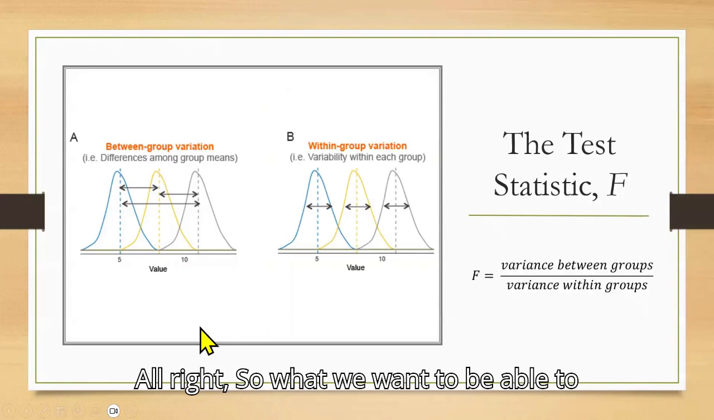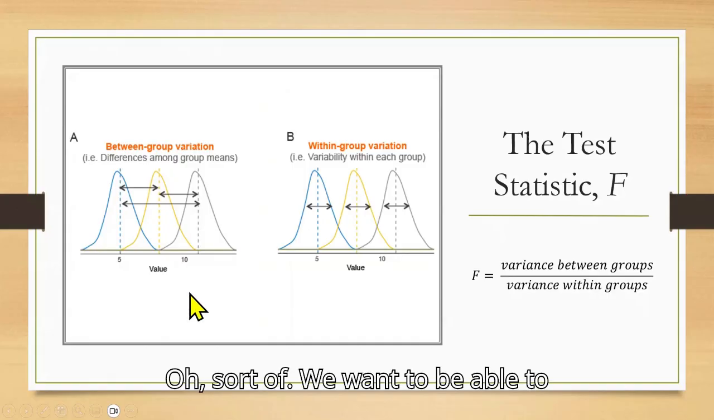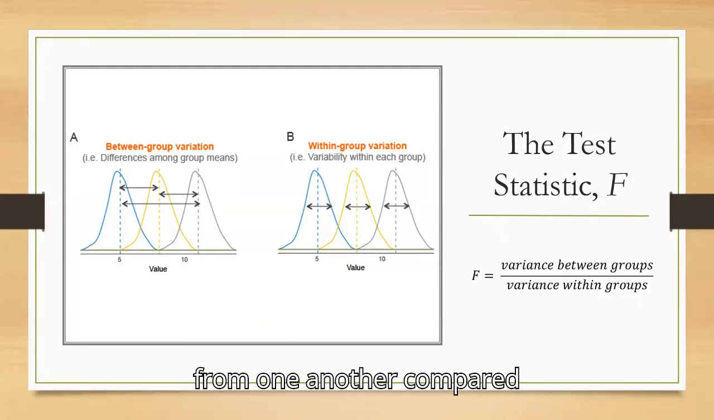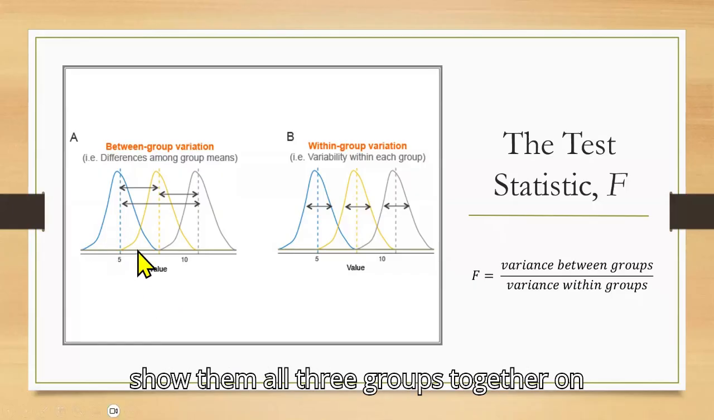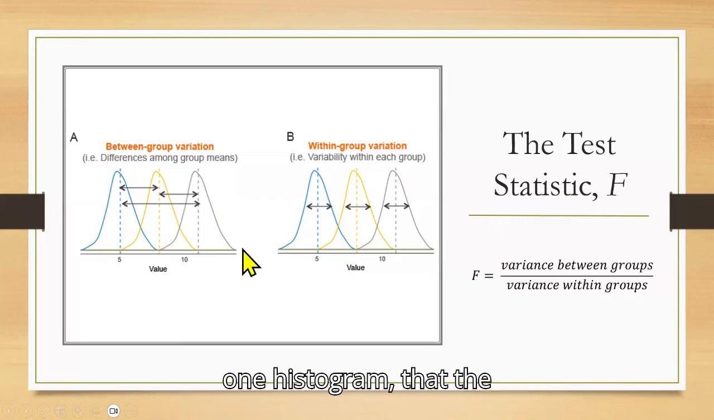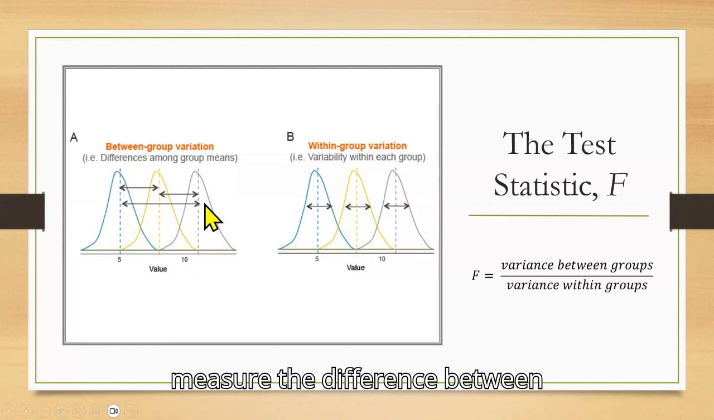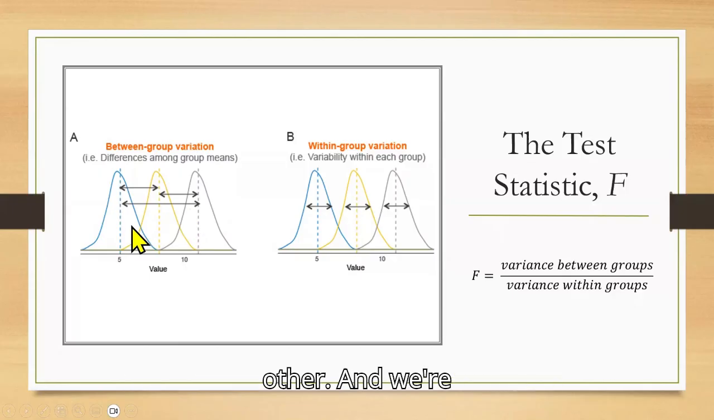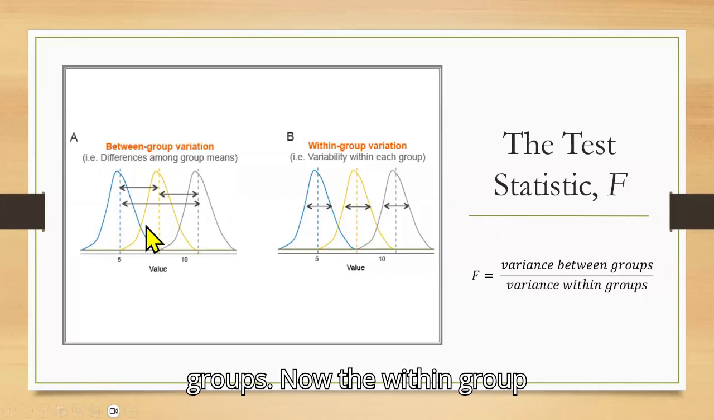All right. So what we want to be able to do is evaluate how different the means are from one another compared to the differences within each group. All right, so this figure is showing, if we show all three groups together on one histogram, that the between group variation is going to measure the difference between the group means, one compared to each other. And we're going to call the calculation of this value that we get the variance between groups.